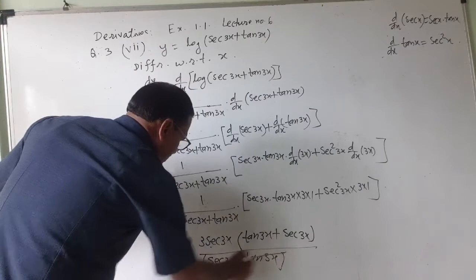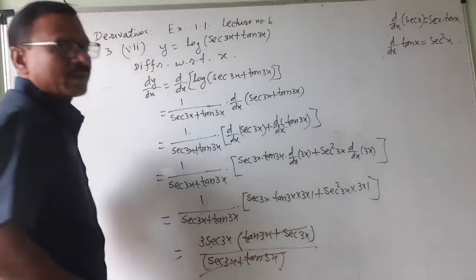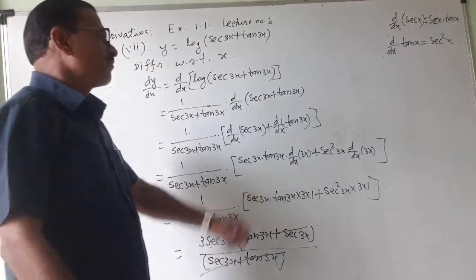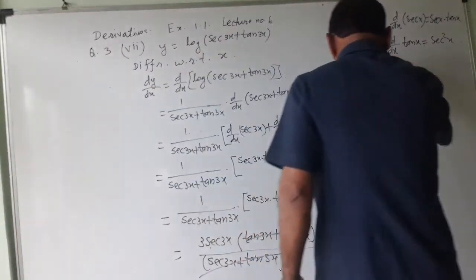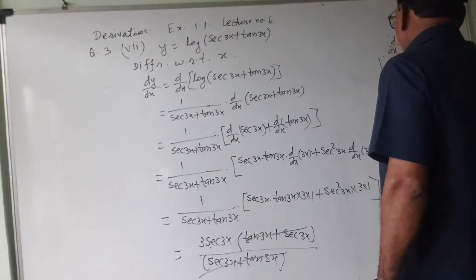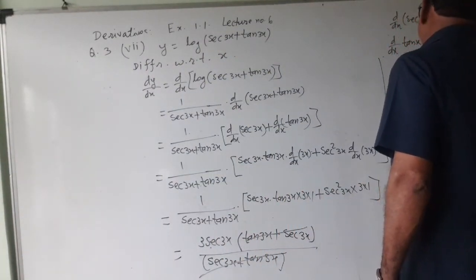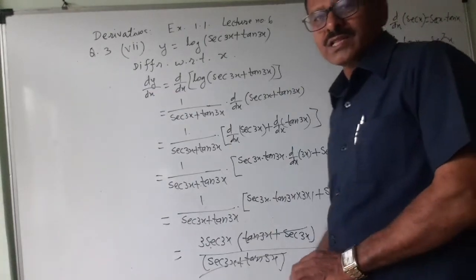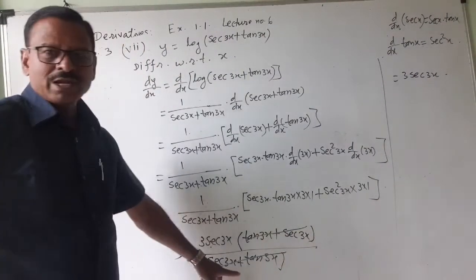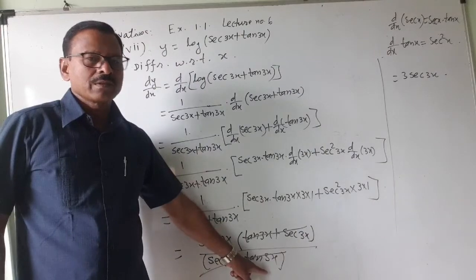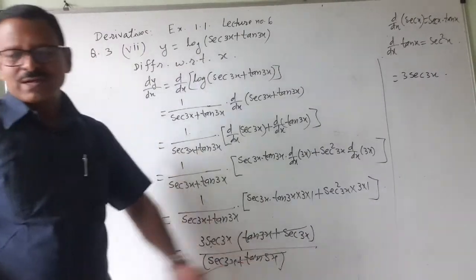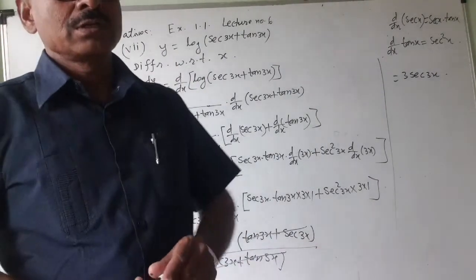Now cut this. And what is the answer? You got it. So that is equal to 3 sec 3x is the answer. Go till the last step. Hope that you have understood this step. What is common and what is cancelled is essential; you should know it.